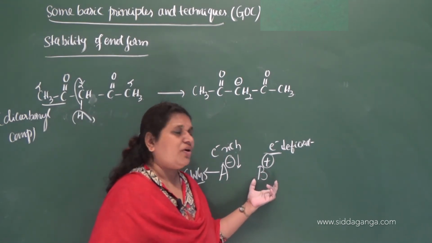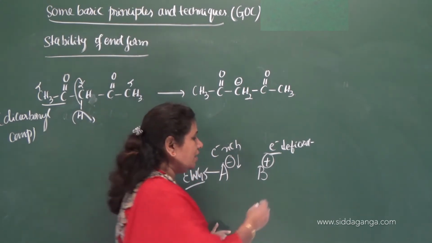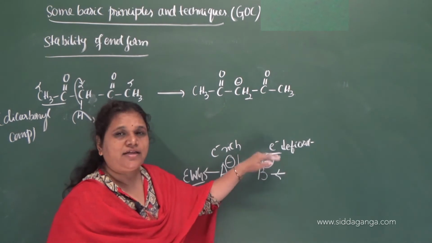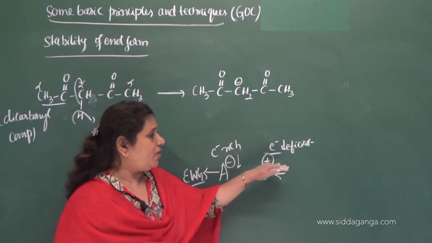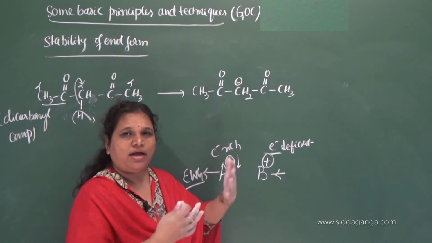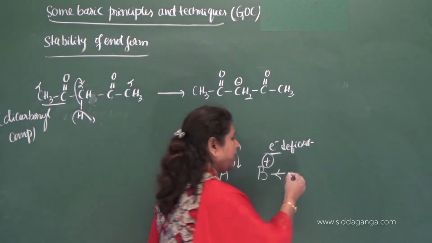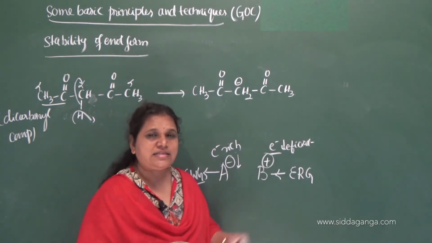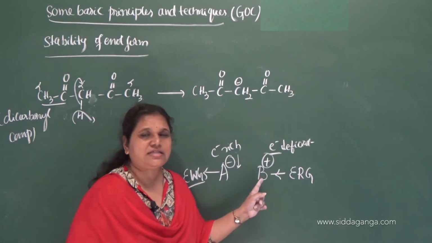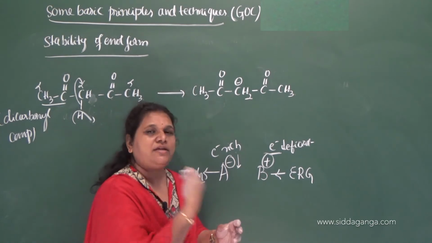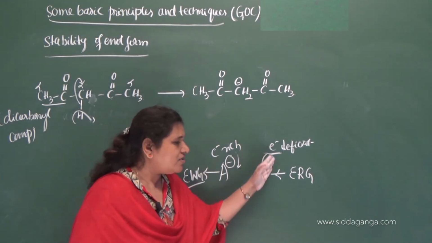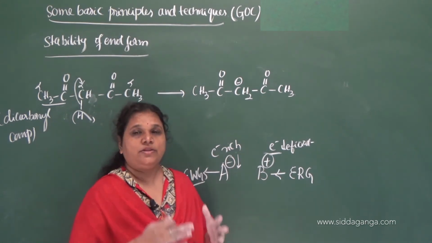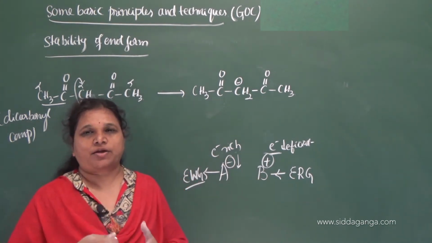Similarly, when does a cation become stable? When we give an electron, what happens to the positive charge? It decreases, correct? Because it is electron deficient, it demands an electron. So if any electron releasing group is bonded to this cation, then it gives an electron, where diminishing of the positive charge takes place and it becomes stable. So that is called stability of anion and the cation.